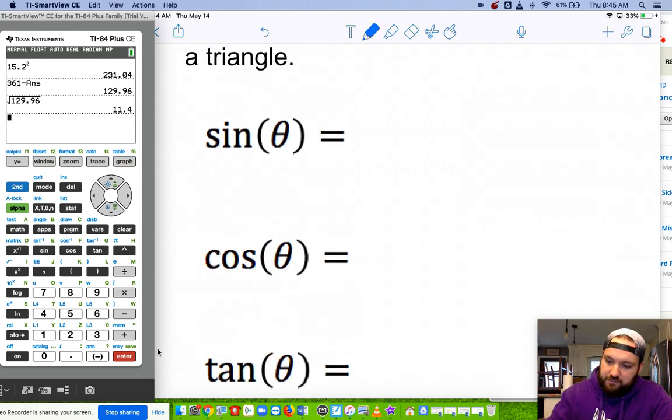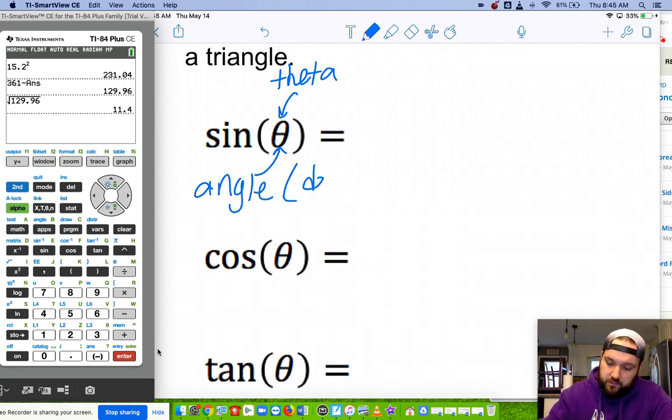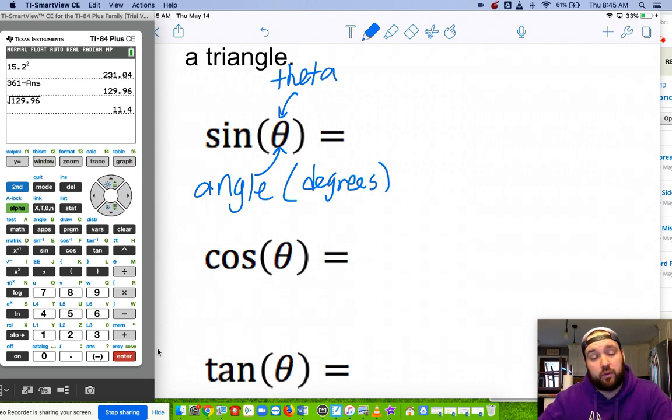First of all, this symbol right here, you might see from time to time. This is the Greek letter theta. This is often used to signify angles in trigonometry. But what's important is that this is an angle in degrees. So it's not a side length. If you see sine parentheses, what has to go next is an angle. So today we're going to be talking a lot about angles.